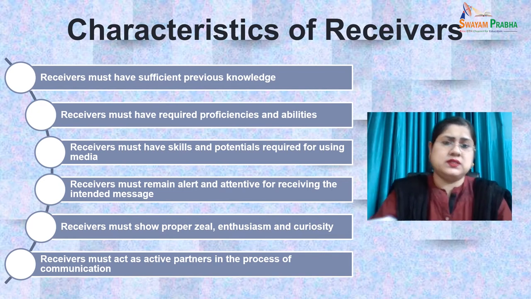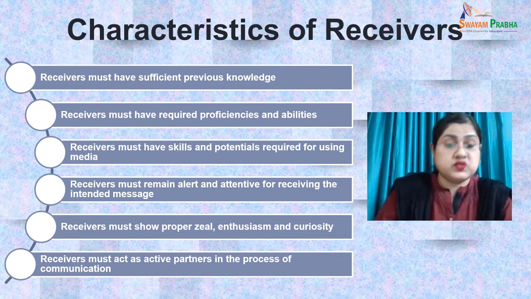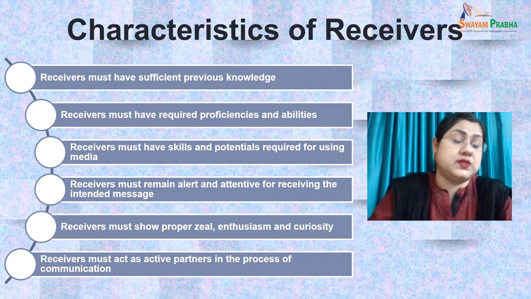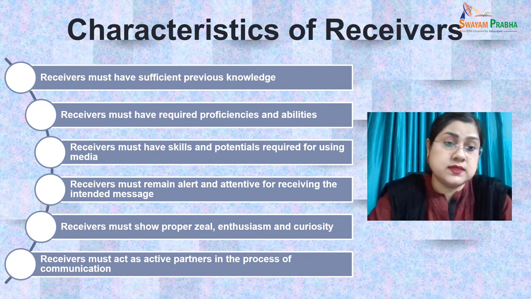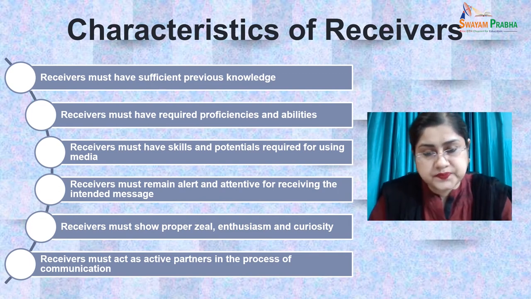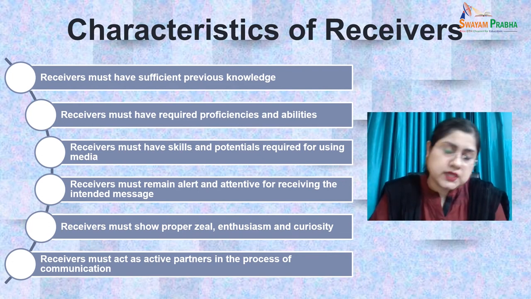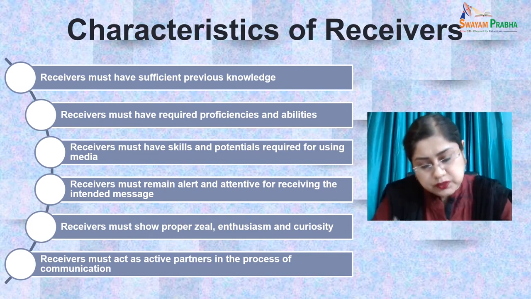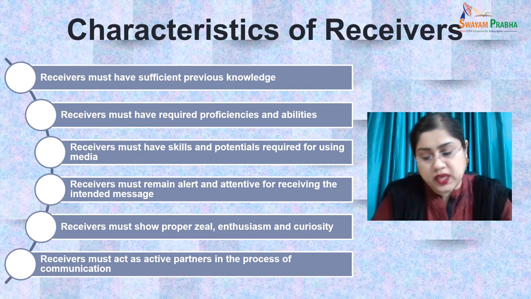So let us see what characteristics we have to have in the receivers, or have to inculcate in the receivers, so that the process can be considered effective classroom communication. The first point is that the receivers must have sufficient previous knowledge and general background for receiving and understanding the communicated message. They should not be ignorant about the topic which is to be communicated. There should be some premise building, or they should have some general knowledge or general background. So we should always go for a background check.